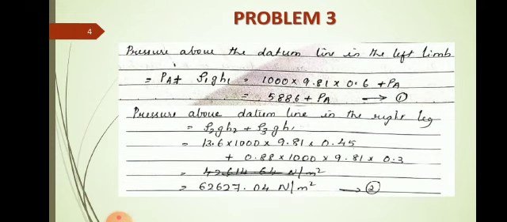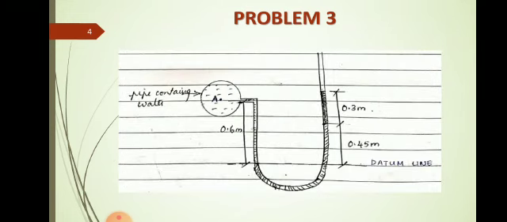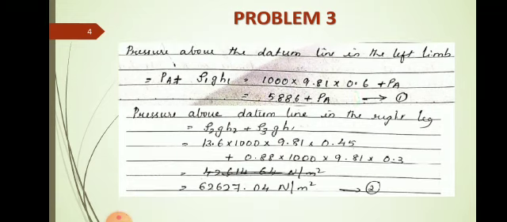Pressure above the datum line in the left limb. So in the left limb, see, this is the left limb and this is the datum line. So in the left limb, what all pressures are acting? Pressure at point A, which can be designated as PA, plus pressure due to water for a height of 0.6 meter. So these two are the pressures above the datum line on the left limb. So PA plus pressure due to water for a height of 0.6 meter. That is what is written here.